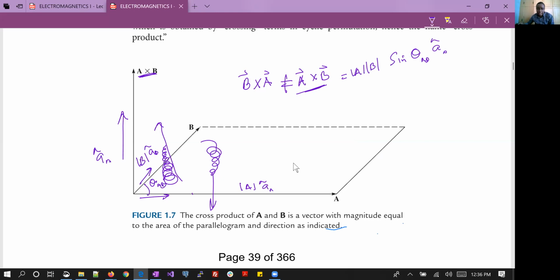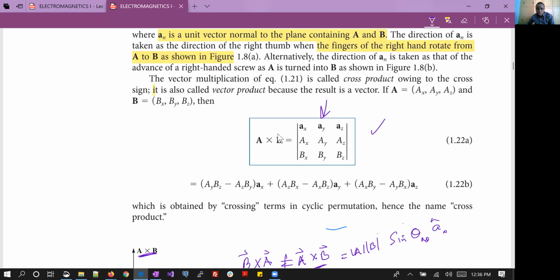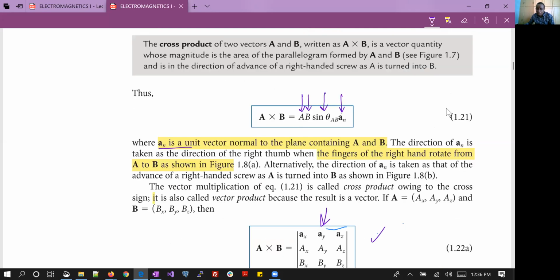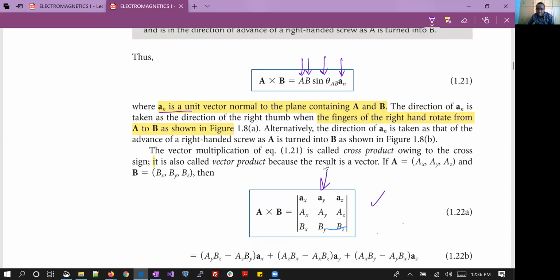So that is important, and that is how we define that. There's something else that we now do to represent the normal to the plane. What we now need to do is the vector multiplication we have done. This is called the cross product owing to the cross sign. It is called the vector product because the result is a vector.